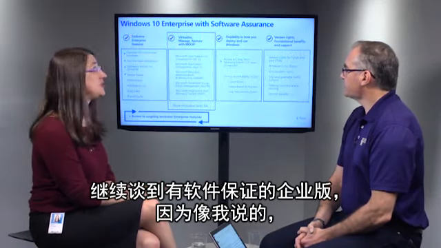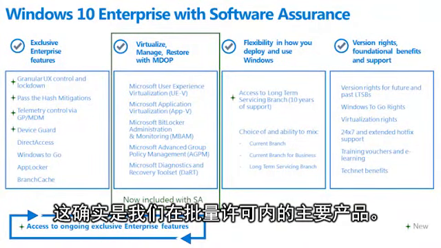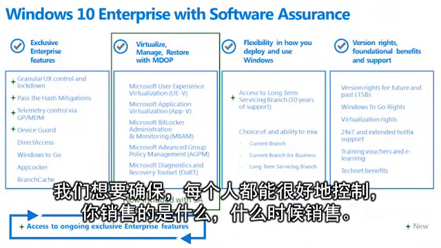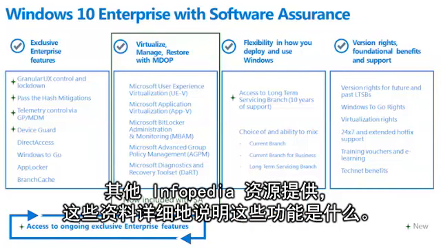So moving on to Enterprise with software assurance, because like I said, this is really our hero offer within volume licensing. So we want to make sure everyone has a really solid handle on what it is that you're selling when you sell this. Yep. So on the far left here is all the features. And all of these are available through other Infopedia resources that go into the detail about what those features are.